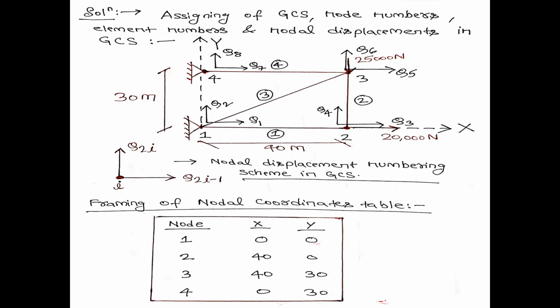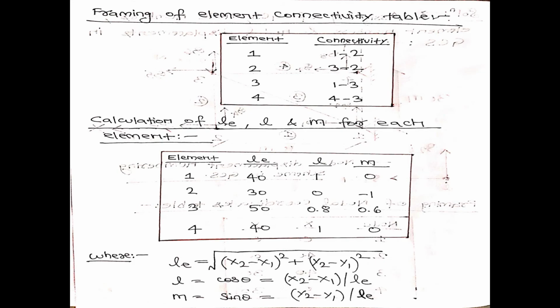Altogether, there are 4 nodes present in this particular truss member, and Q1, Q2, Q3, Q4, Q5, Q6, Q7, Q8 are nothing but nodal displacements at the corresponding nodes. That means each node is subjected to two types of displacement, one along the x-axis and another along the y-axis. So in the third part of the problem, I need to find out these values: q1, q2, q3, q4, q5, q6, q7 and q8, because these are the nodal displacements. So let us find out.